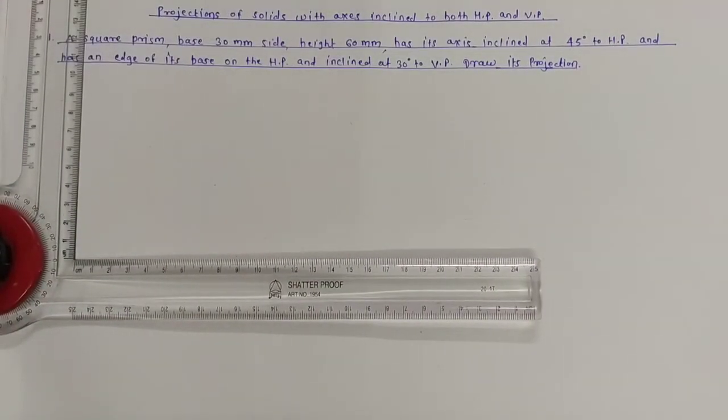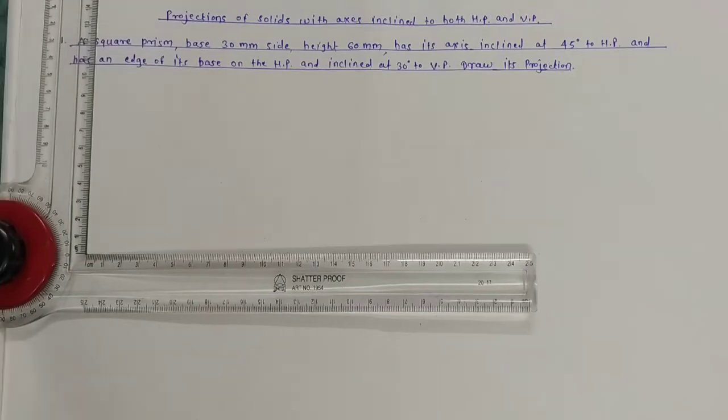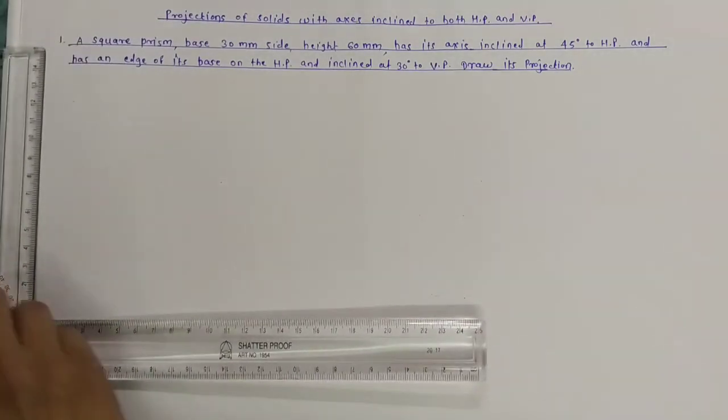Welcome to all. In this video, we learn projection of solid with axis inclined to both HP and VP. The projection of solid with axis inclined to both planes is drawn in three stages. First, simple position. Second, axis inclined to one plane and parallel to the other. And third is the final position. Let us see a problem.